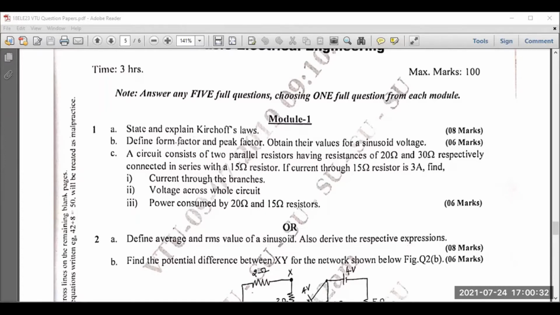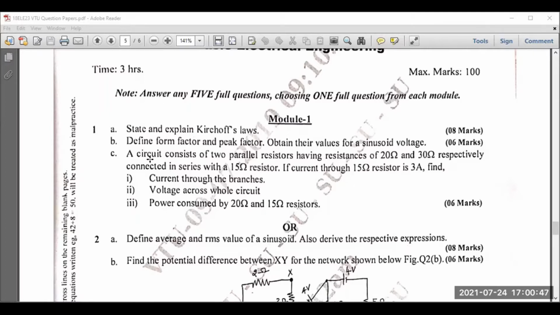The second question is: define form factor and peak factor. What is the definition of form factor? Form factor is defined as the ratio of RMS value to the average value. Obtain their values for a sinusoidal voltage. For a sinusoidal quantity, you have to define and write the values of form factor and peak factor.